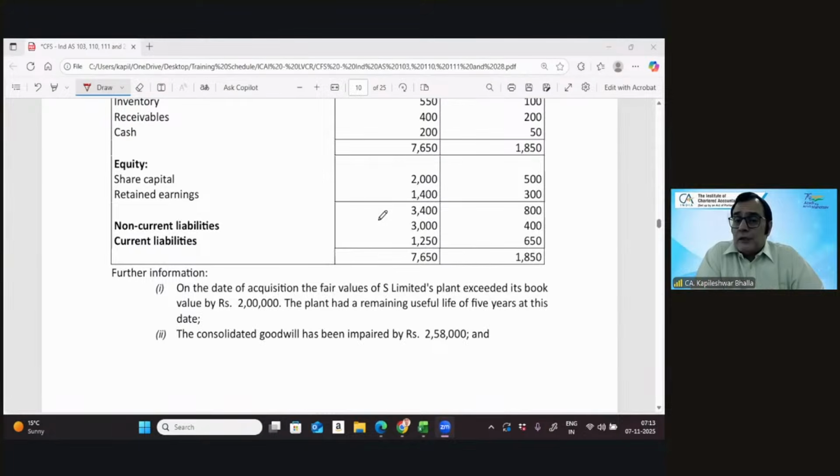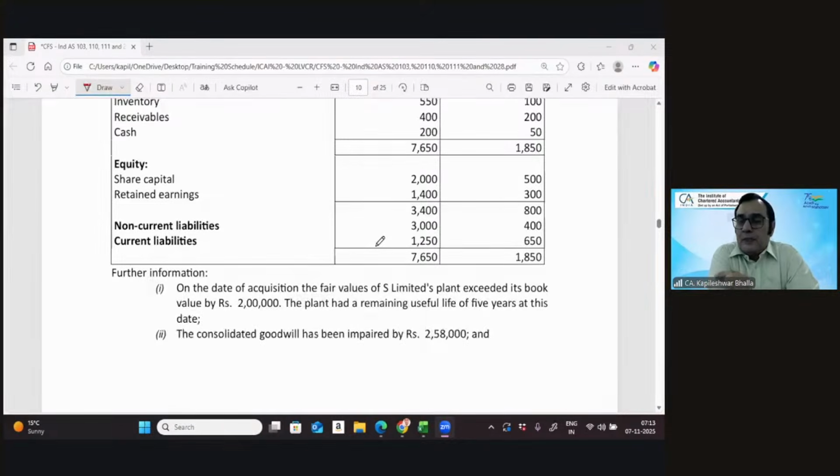It says on the date of acquisition, the fair value of S plant exceeded the book value by 2 lakhs. That is undoubtedly a fair value adjustment. And this is going to be taken care of when we consider the analysis of equity, that is in step number 2A. The plant had a remaining life of 5 years on this date. The consolidated goodwill is impaired by 2,58,000.